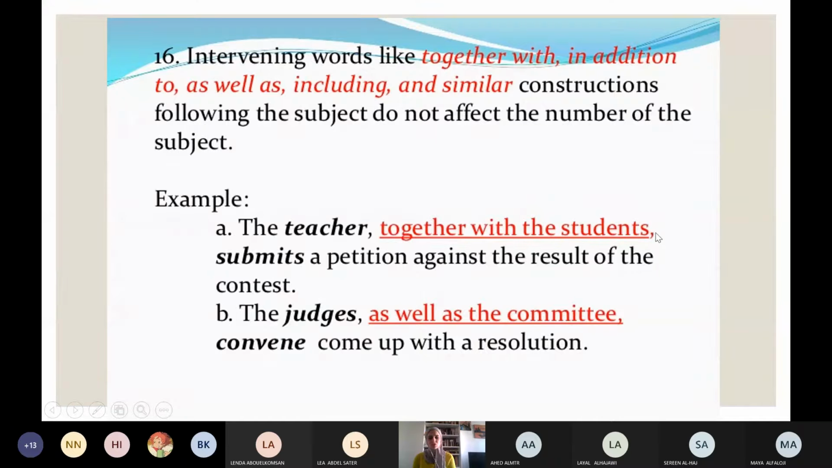Why teacher? It's the students. No, no, don't look at this. It is an intervening phrase. Don't look at it. The judges, as well as the committee. Don't look at it, it's an intervening phrase. Judges here takes the verb. Teacher here takes the verb.